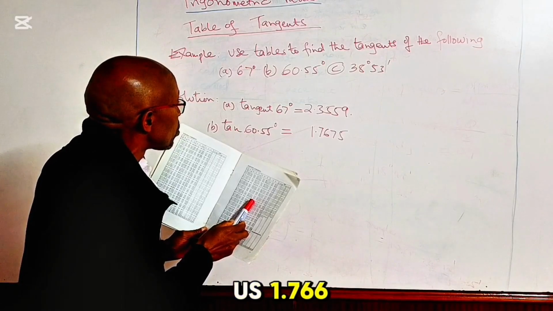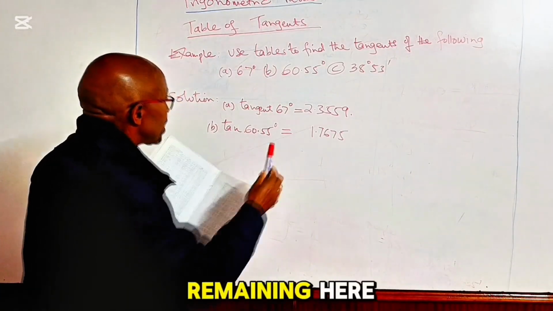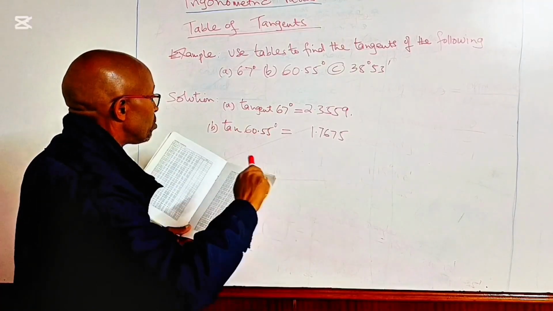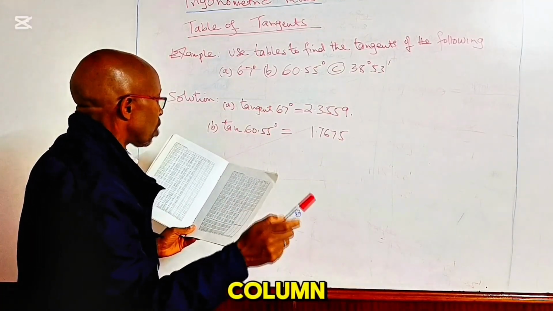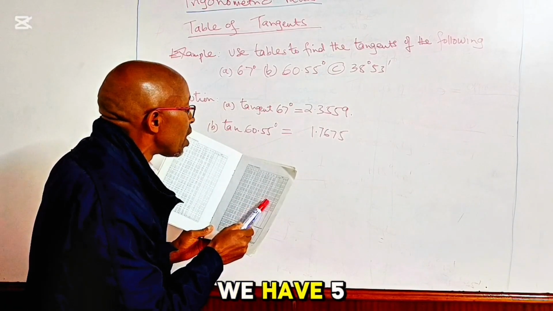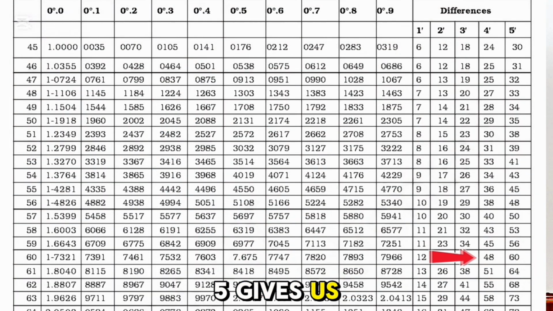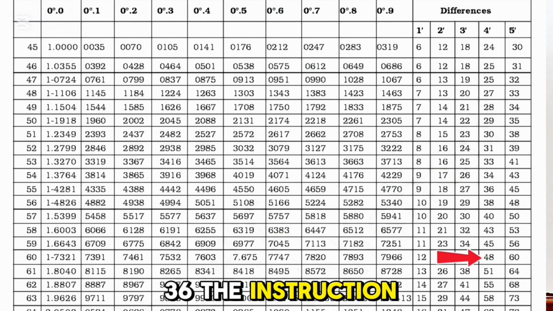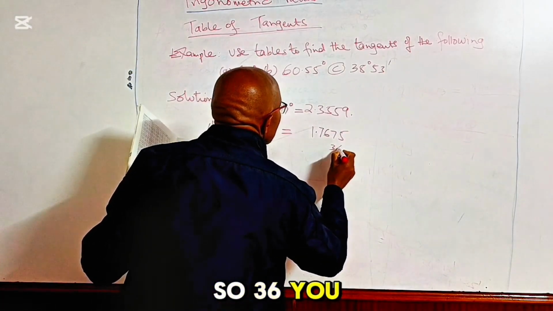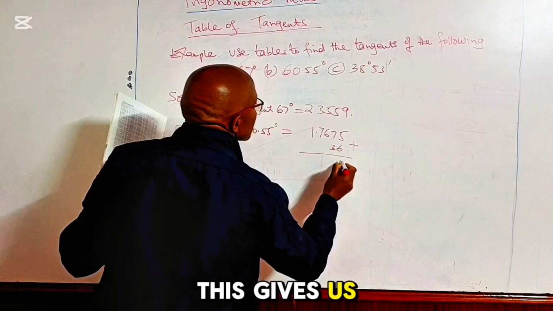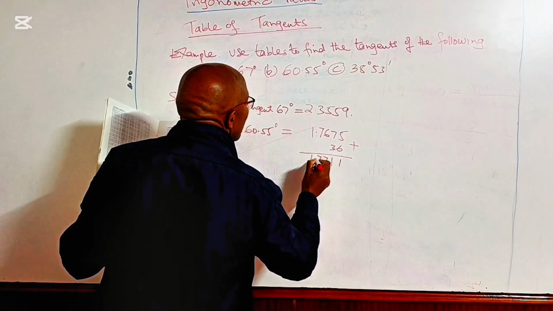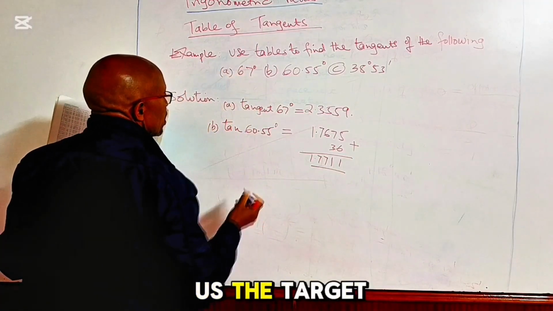That gives us 1.766, but there's a 5 that is remaining here. So this 5, we get it from the difference column, the far edge. Following the same row, we have the far edge where we have 5. 5 gives us 36. The instruction says you add. So we add 36, and this gives us 1.7711. This now gives us the tangent of 60.55.